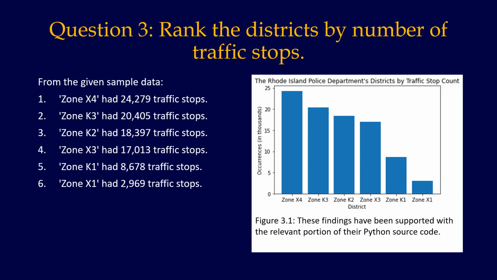This has been done. In this slide, we're presented the solution to our problem, both in paragraph form and in vertical bar graph form. From the given sample data, it was found that Zone X4 led the Rhode Island Police Department's districts in total number of traffic stops. Zone K3 was second. Zone K2 was third. Zone X3 was fourth. Zone K1 was fifth. And Zone X1 was sixth by number of traffic stops. Figure 3.1 on the right contains a vertical bar graph showing the Rhode Island Police Department's districts ranked by traffic stop count. This graph is measured in thousands of occurrences.